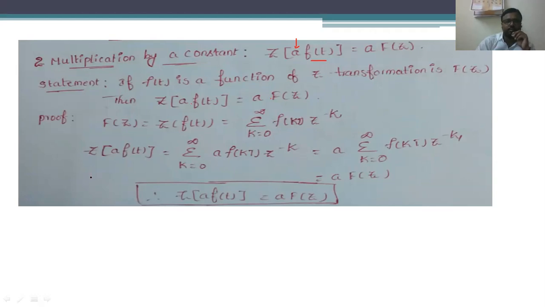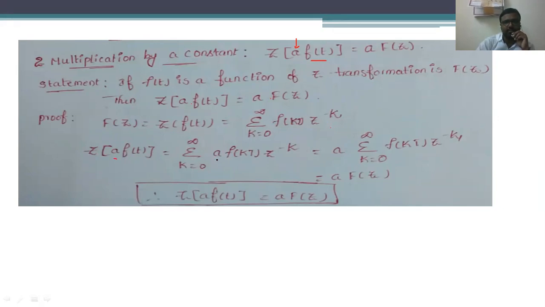Okay, so coming to the proof, if F of z is nothing but the Z transformation of f of t, it can be written as sigma k equals 0 to infinity f of kT into z power minus k. So let us suppose the Z transform of a function is multiplied with a constant a. Therefore, based upon the definition, we can write sigma k equals 0 to infinity a into f of kT into z power minus k.